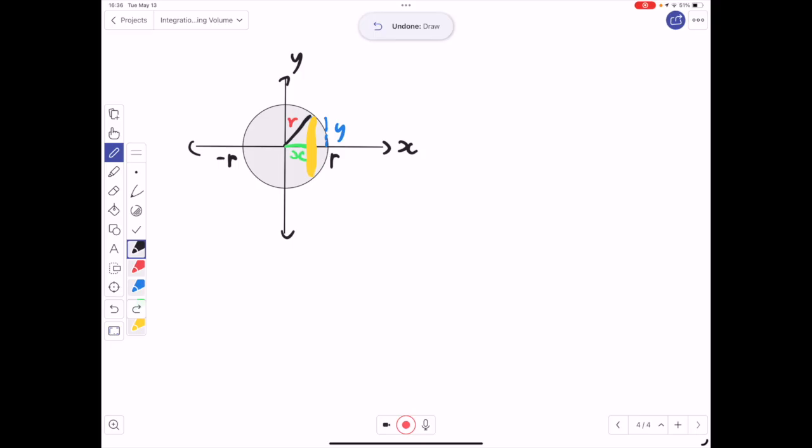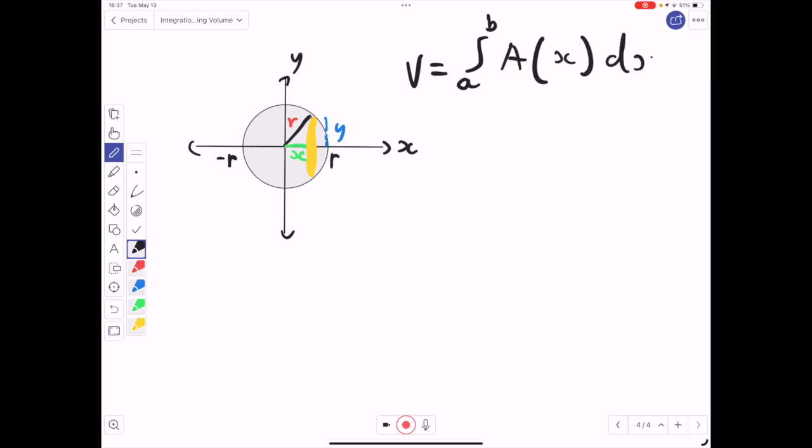And y, as you can see, and x form a triangle with the radius. Y is just the radius of the cross section of the circle, and x is the distance from the y-axis at which the cross section is placed. And now once again, we write this formula. We're going to be integrating with respect to x because the cross section is on the x-axis.